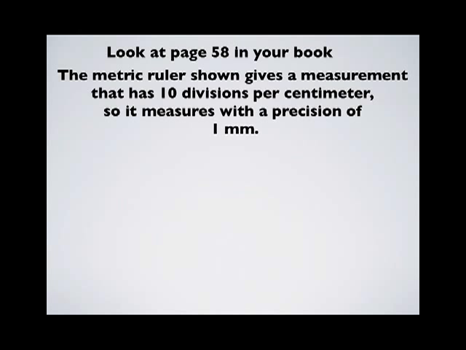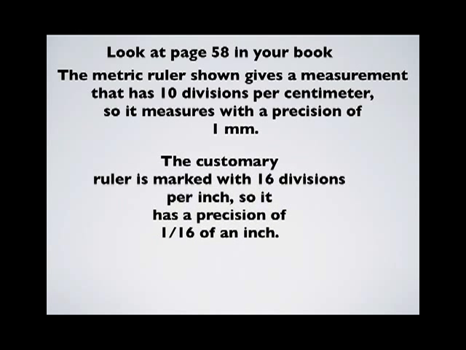Look at page 58 in your book. The metric ruler shown gives a measurement that has 10 divisions per centimeter, so it measures with a precision of 1 millimeter. The customary ruler is marked with 16 divisions per inch, so it has a precision of 1/16 of an inch.